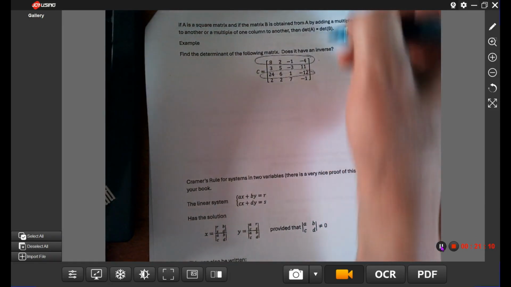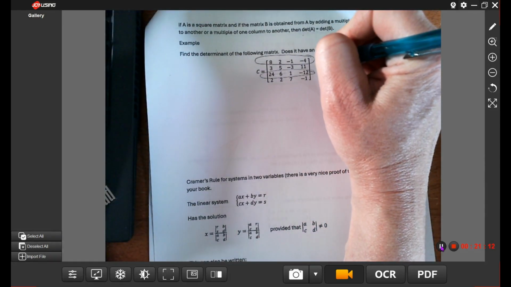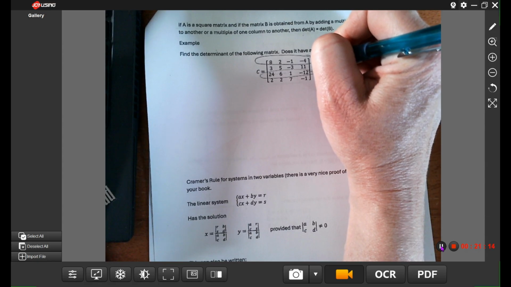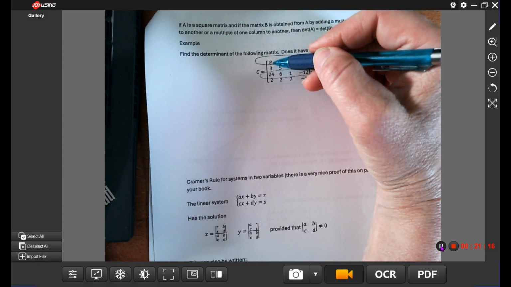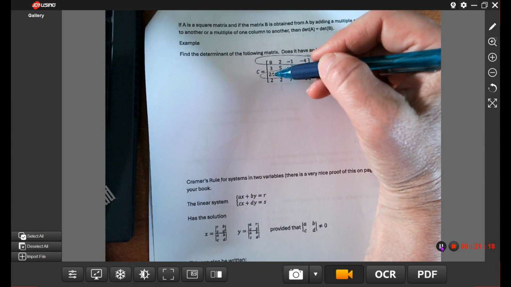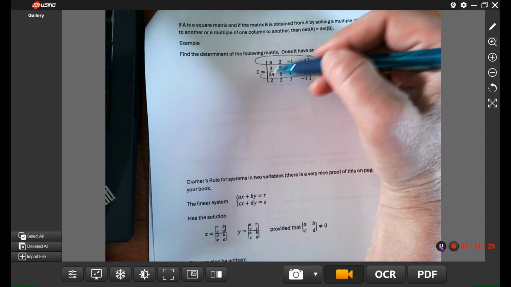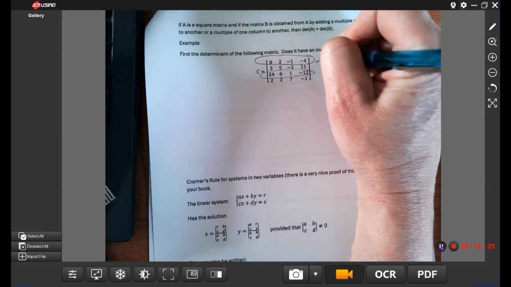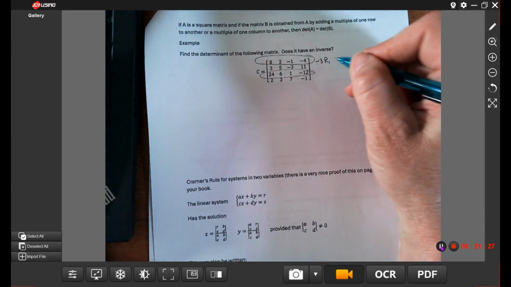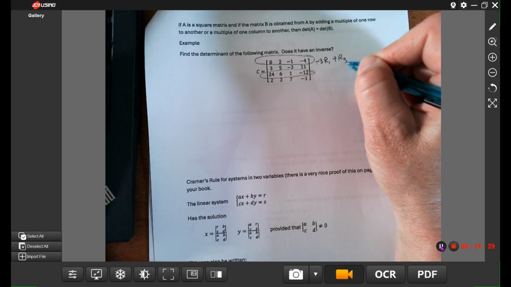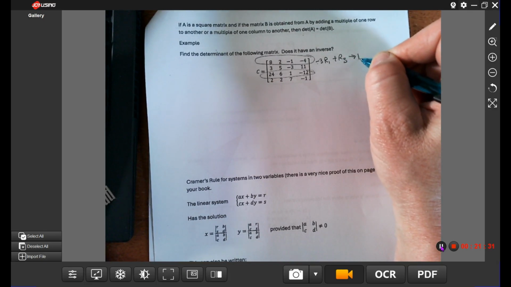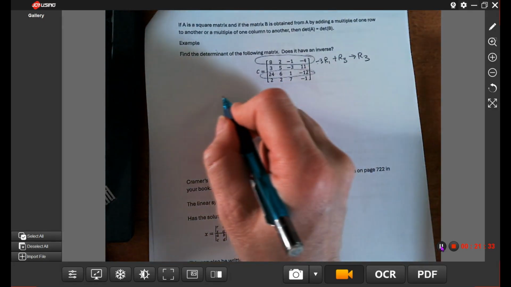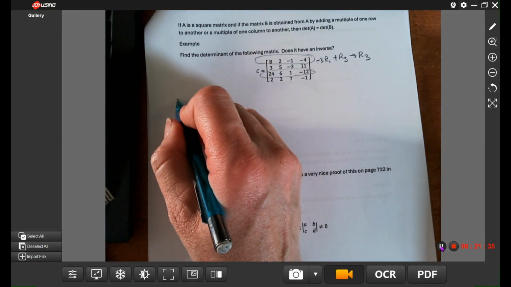So I think if I take -3 times row 1 and add it to row 3, I'm going to get some zeros in some places, so let's try that. -3 times row 1, and I'm going to add it to row 3, and I'm going to put it into row 3.